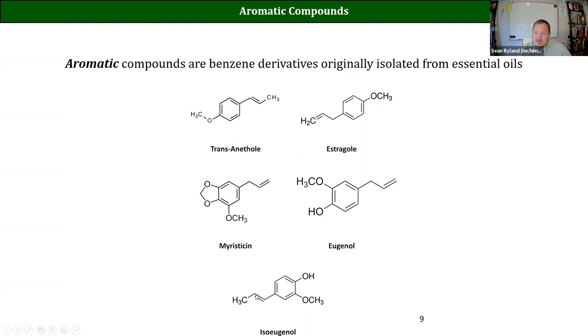The pi bond winds up being a conjugated pi bond in isoeugenol, but eugenol, which is what's actually found in cloves, is not conjugated. You have this alkene that's separated from the benzene ring. And I believe each of these are found in fennel and in anise. So kind of licorice-y smelling.